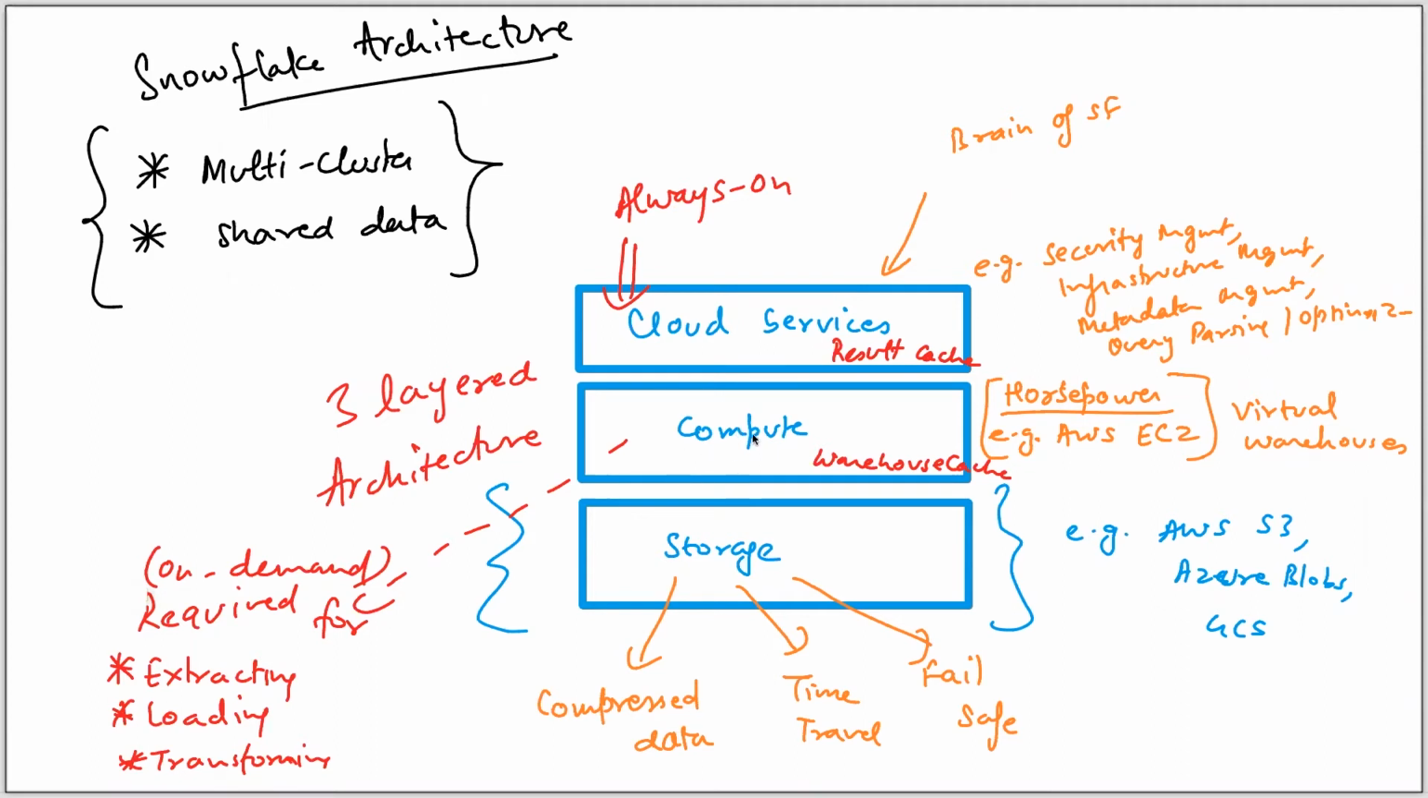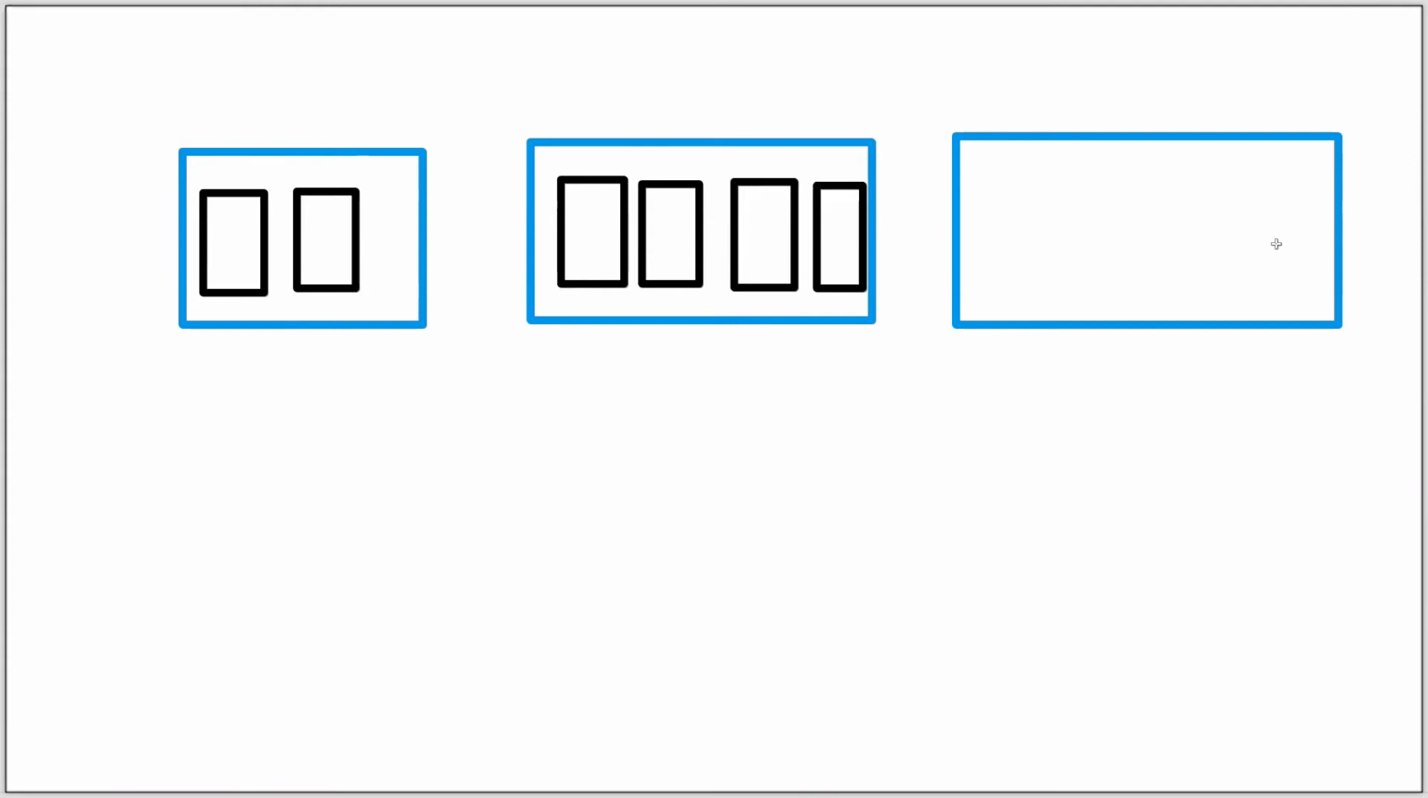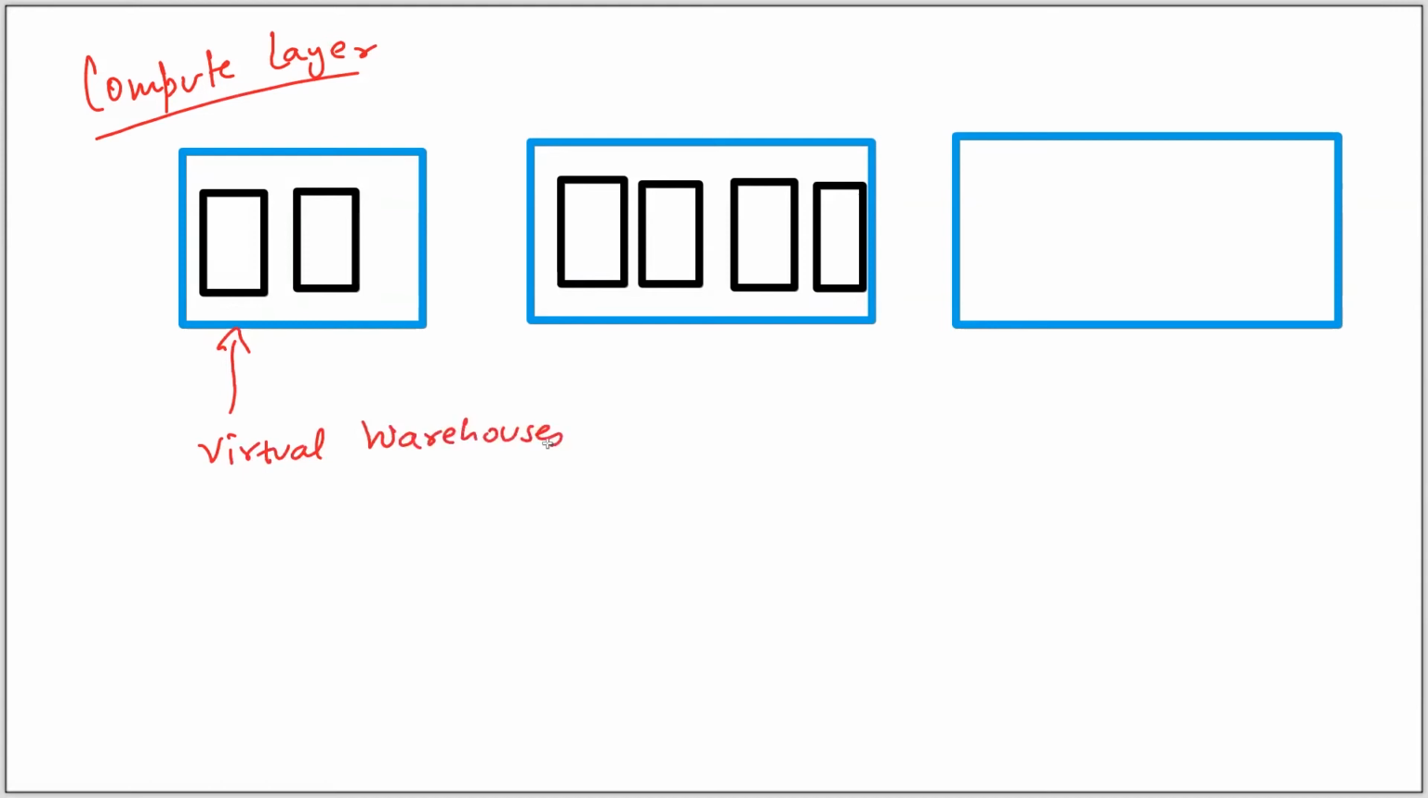I'm just thinking of elaborating compute layer first. So let's say in compute layer, we have these kind of virtual warehouses. So what are these virtual warehouses? So these virtual warehouses have servers, right? So these are like, for example, AWS EC2 instances. So this is like 2, this is 4. So these machines are there. Similarly, you will find it. So this is compute layer. I'm elaborating compute layer, and these are called virtual warehouses, and they are created on demand. So you can scale up, scale down.